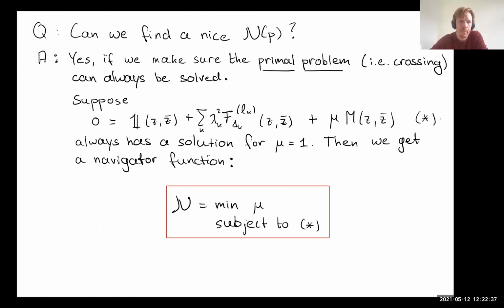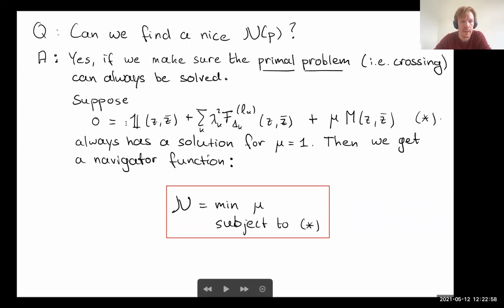We can find a nice navigator function if we make sure that the primal problem, the solution to crossing, can always be solved. So we have the solution to crossing, and now we're going to relax it in such a way that it can always be solved. So you can do, for example, something like this.